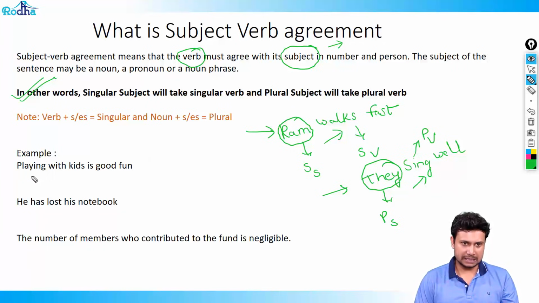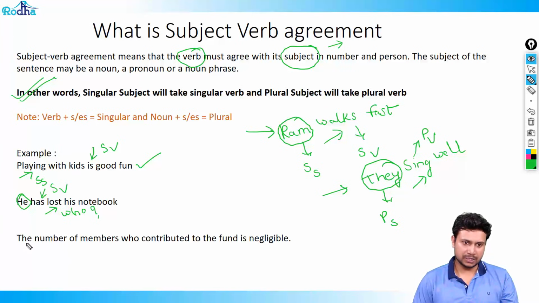Now if you come here, it says playing with kids is good fun. Now can you tell me why it is is? Because our subject is playing. So this is a singular subject and is is a singular verb. Similarly, he has lost his notebook. Who has lost? The answer is he. Therefore, you need a singular verb, has.